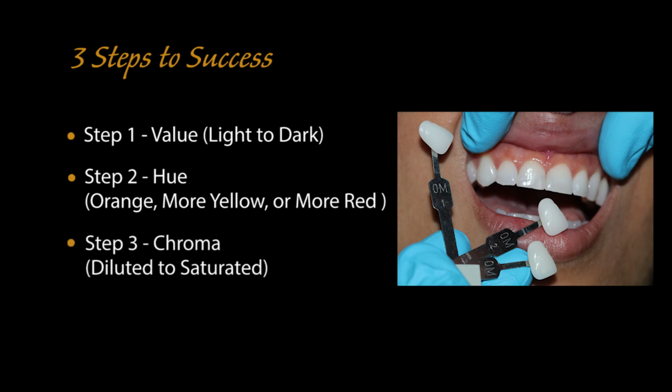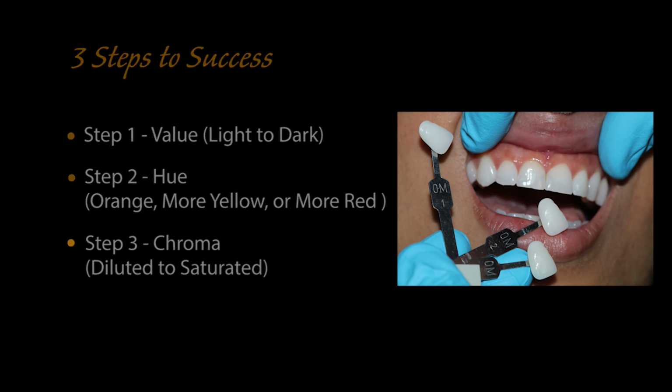Step 3 is going to be picking that chroma, so the amount of color saturation that you have within that hue. So let's break that down. And I took some oral pictures here so that you can follow through on how we pick our shade guides. So in this instance, I did use the value or the linear shade tab.